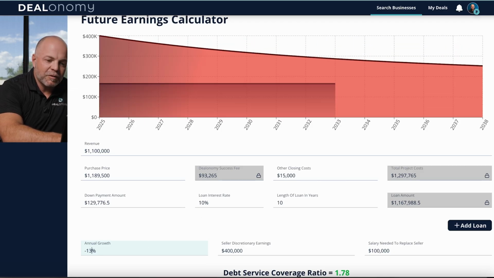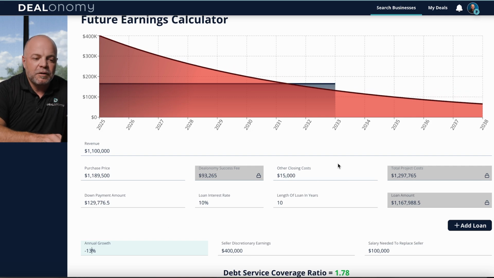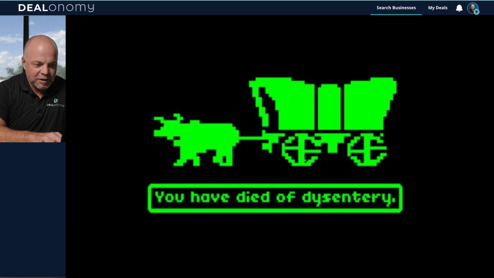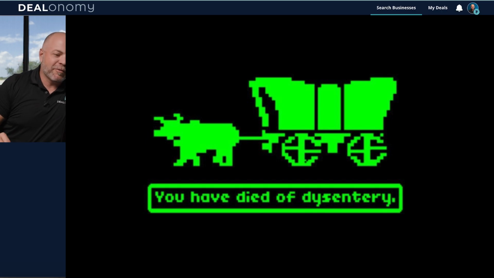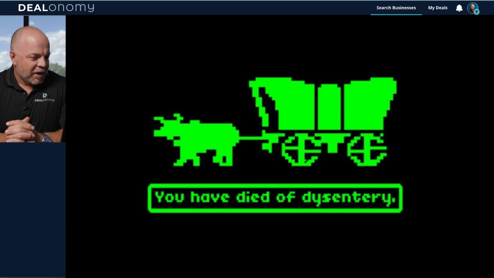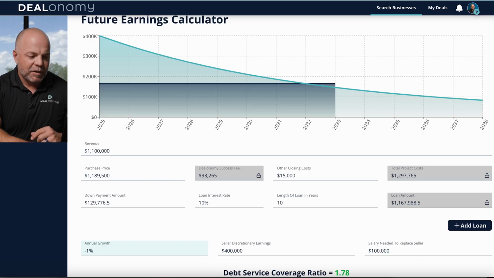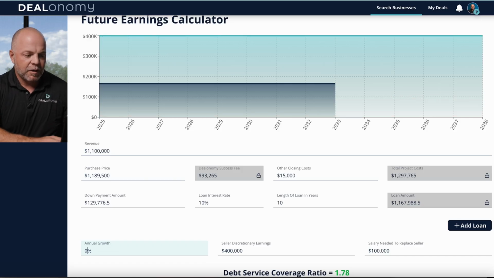Let's do negative 13%. Bam, it all goes red. You died. You died of dysentery on the Oregon Trail. So I'm aging myself probably with that reference. But yeah, we have that little Easter egg here that the whole thing turns red if the business deal is unable to meet the debt obligations. So that's how you play with the growth rate. And I'm going to reset it just to 0% here.